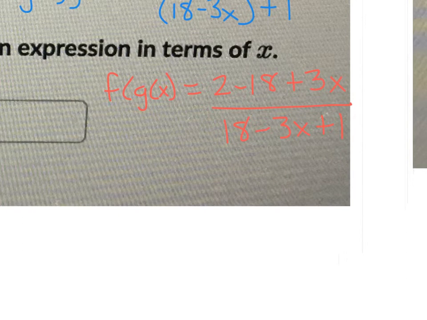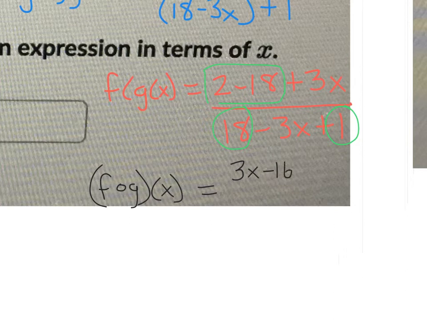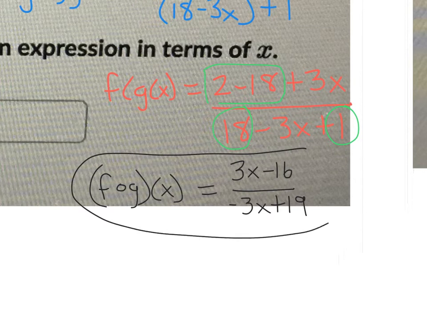Okay? So I can see that 2 minus 18 are terms that are like, and 18 and positive 1 are like terms. So I've got f of g of x equals 2 minus 18 is negative 16, so I'm going to go 3x minus 16. Because I like to always write the variable first. If you did negative 16 plus 3x, you're okay, but we like to write the variable first. Over negative 3x plus 19. And what I would say is that won't reduce anymore, so there's your answer right there. F of g of x.